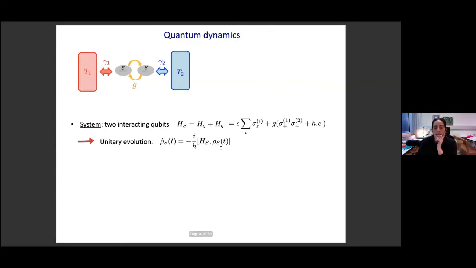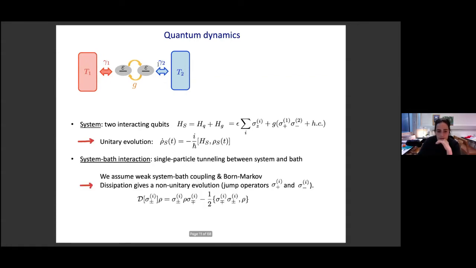And now, what happens if I consider a system where each qubit is also coupled to an environment? Here, as environment, I will consider a thermal bath, but you could consider other things. And in general, the two baths are characterized by different chemical potentials or different temperatures. Here I consider different temperatures. And gamma 1 and gamma 2 are just the coupling strengths between the qubits and the baths.